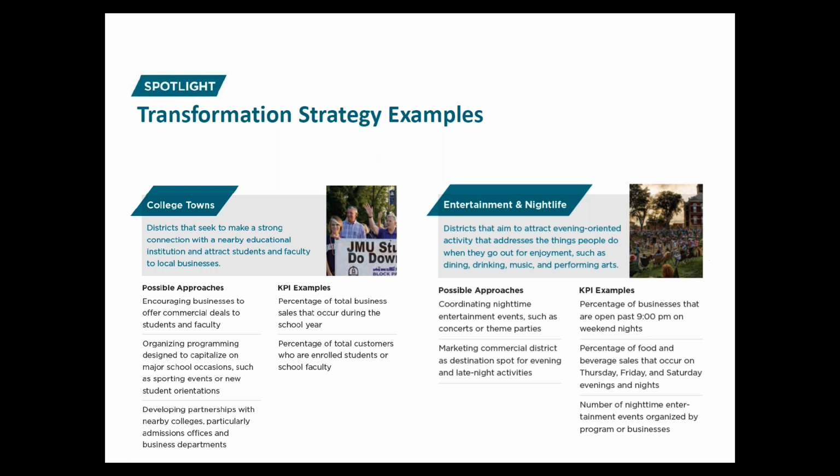So for example, if entertainment and nightlife activity is a key thing that you're focusing on for your Main Street, a KPI that would be really helpful to track would be the percentage of businesses that are open past 9 or 10 o'clock at night on the weekend. And so year to year, during different benchmarks of periods of time, you'll be able to say, okay, well, we used to only have 15% of businesses that were open, and now we're up to 30%, and you can really start to demonstrate your impact and your progress on your specific transformation strategies with these indicators.